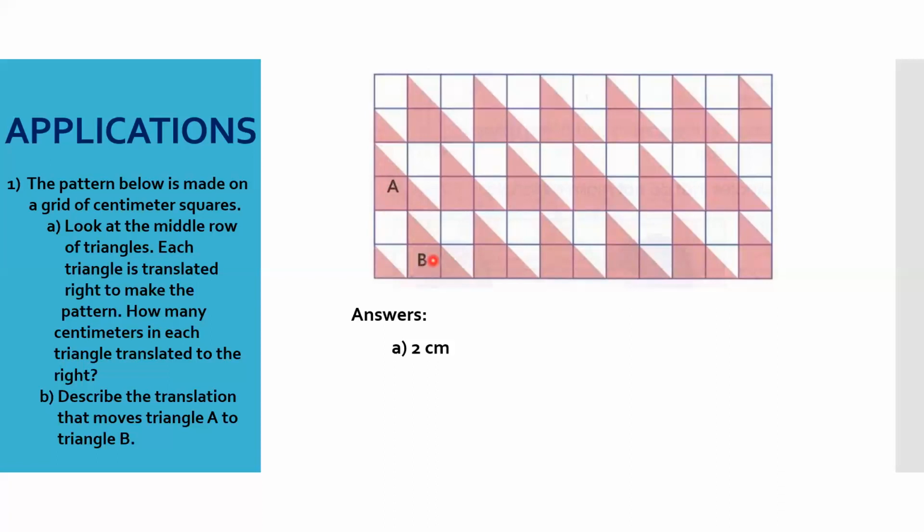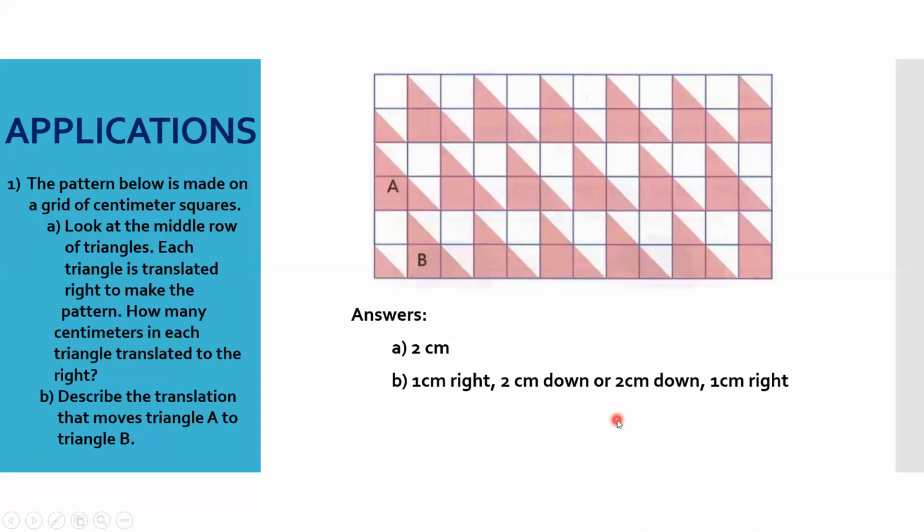That is this one. Together it gives a triangle like A. So how will you describe the translation? Simply write the move like this: 1 centimeter right, 2 centimeter down. That is moving this 1 centimeter right, taking this 2 centimeter down.